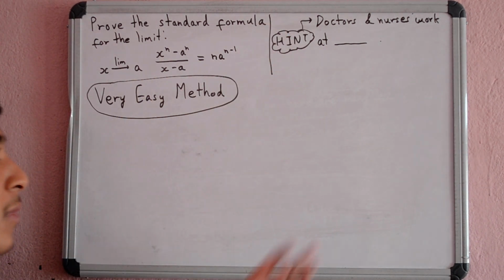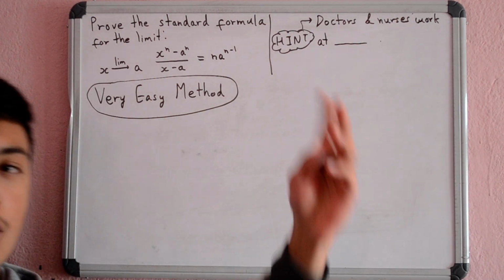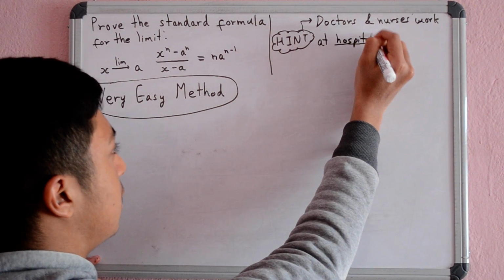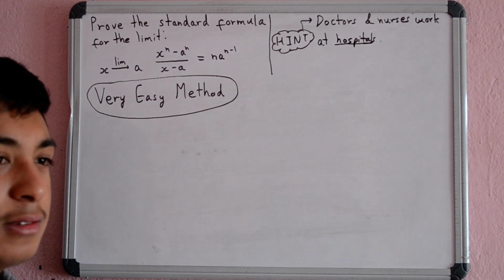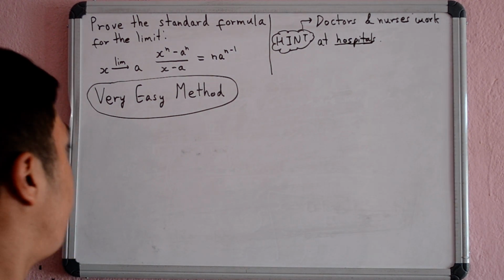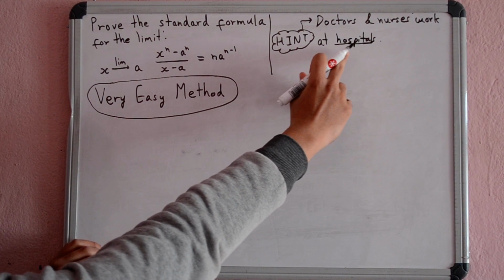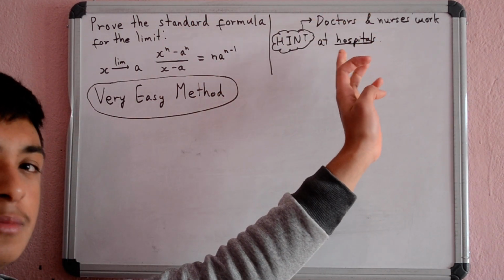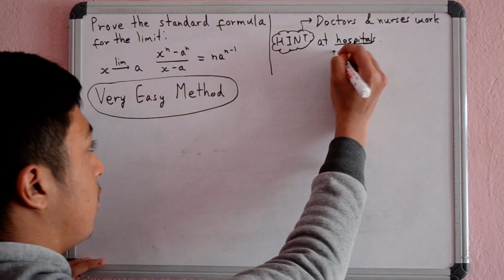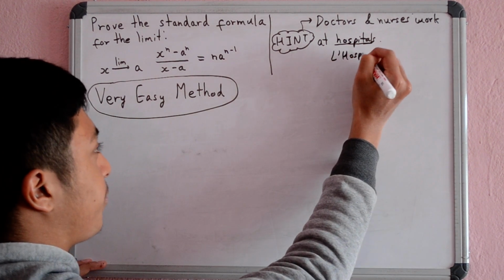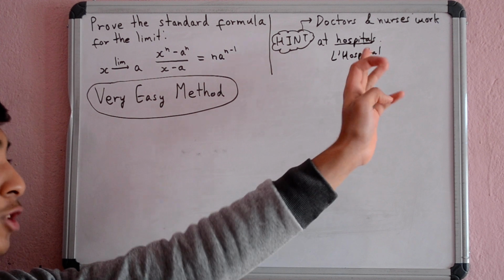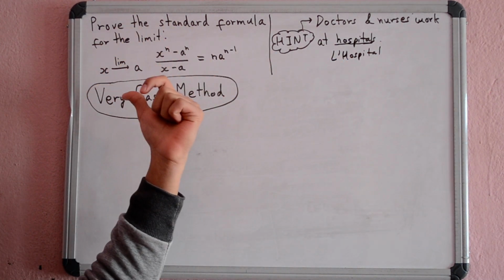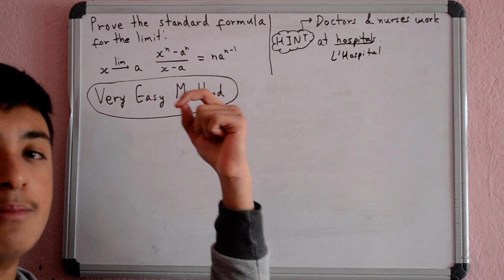solve this hint. Doctors and nurses work at common. Where else would they work at? Hospitals, otherwise their own clinic, etc. Now, what does hospital have to do with limit? Well, not hospital as the building, but L'Hospital. It's not the name of the hospital, but in fact a method to solve limits in the form 0 by 0 or infinity by infinity case.